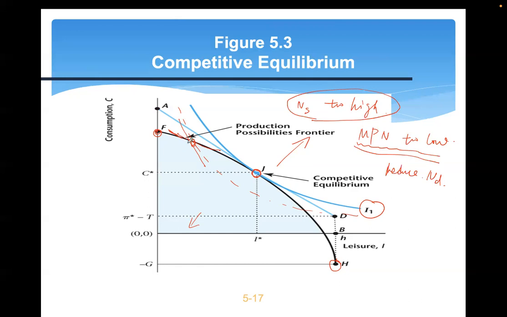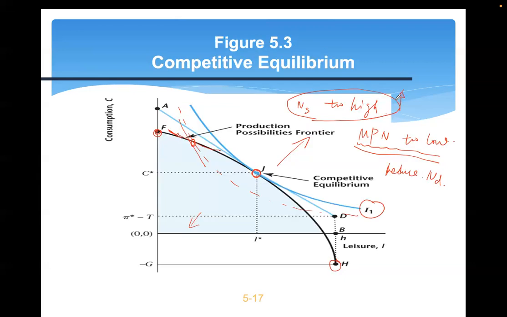Right, so the wage is too low, but then their marginal rate of substitution, they are very willing to give up leisure. They are very willing to give up leisure for consumption. So hence they want to increase leisure. Okay, so you can see this is not a good solution.